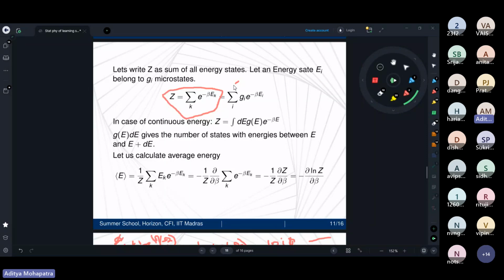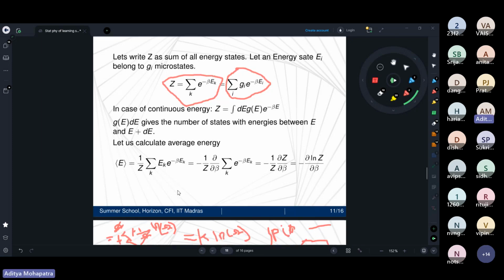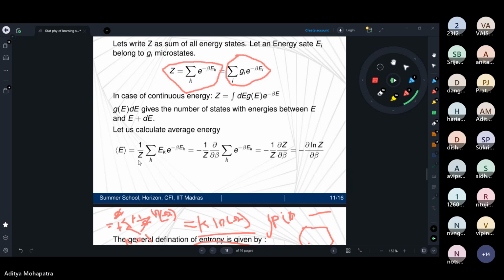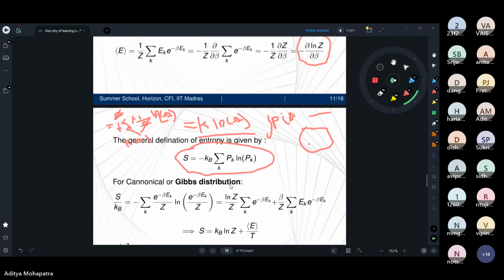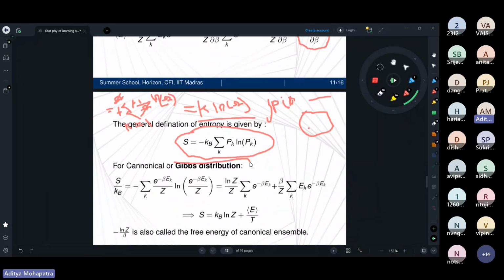And this term is nothing but writing it in terms of energy. E_i is a particular energy, and g_i is the number of particles in that energy state, the degeneracy. And how do you calculate average energy? Like the expectation of a probability, you will get this expression as the average energy or internal energy. Also, the distribution in the canonical ensemble is called the Gibbs distribution, which is popularly used in machine learning.